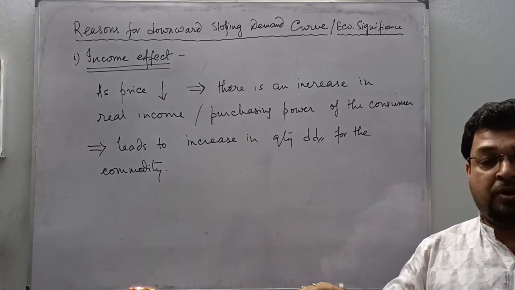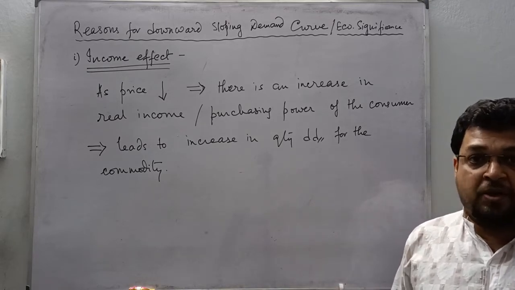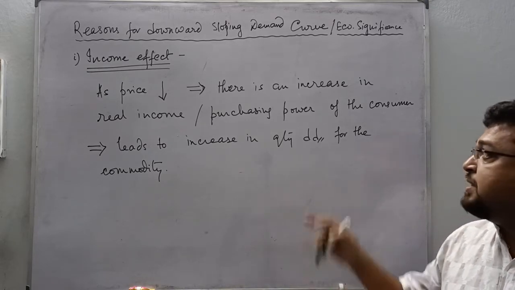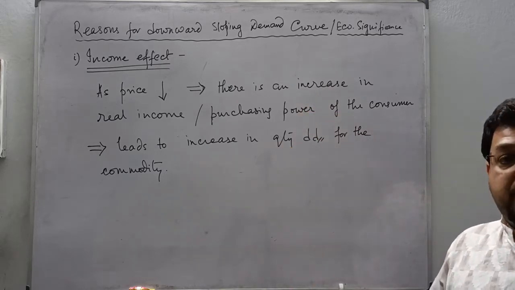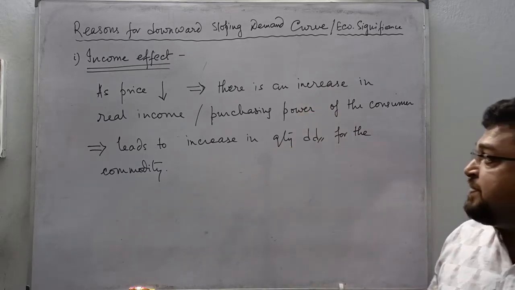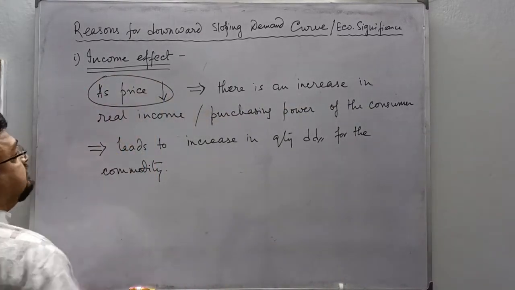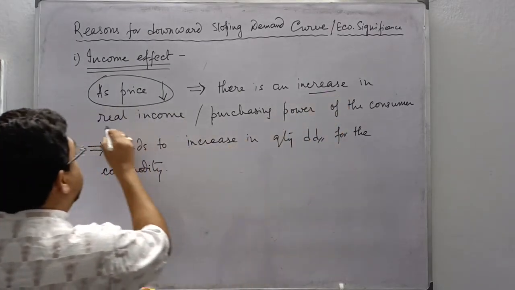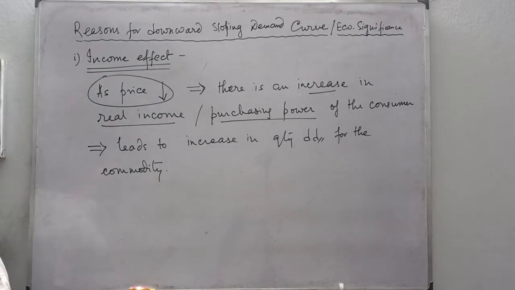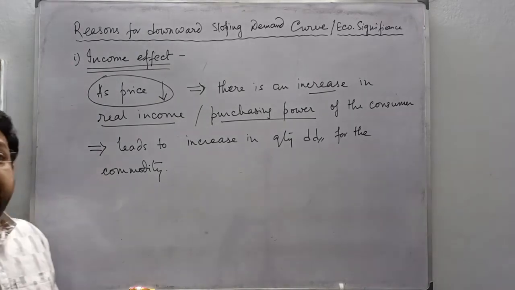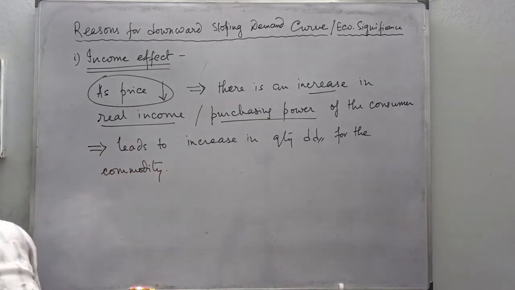As there is a price fall, the consumer's real income, or what we call the purchasing power, increases, and as that increases, he can demand more. The quantity demanded also increases. So as there is a price fall, there is an increase in the real income or purchasing power. You have to write this, otherwise you won't get it. Please be careful, the money income does not change. With a falling price, the purchasing power increases.